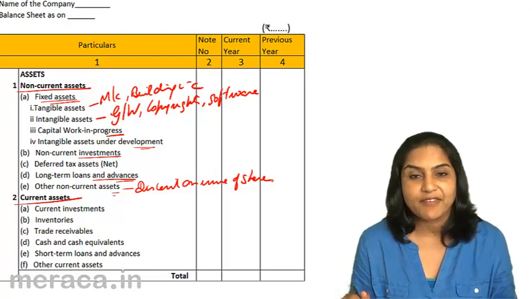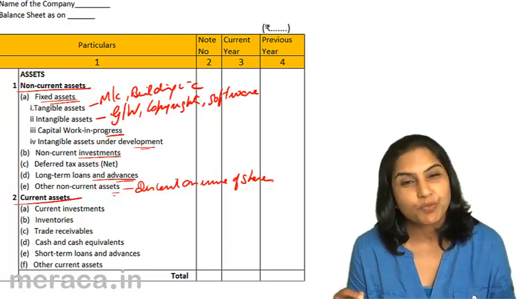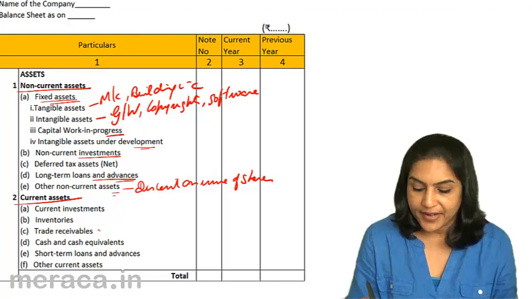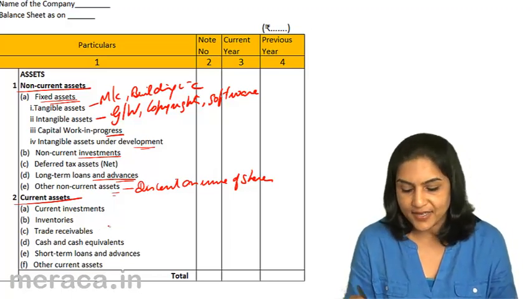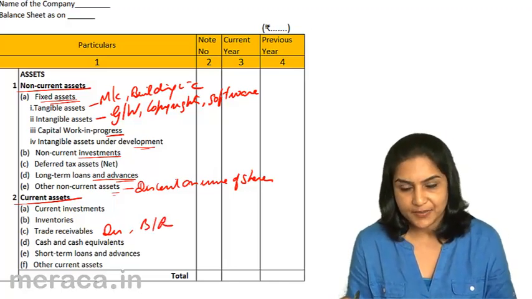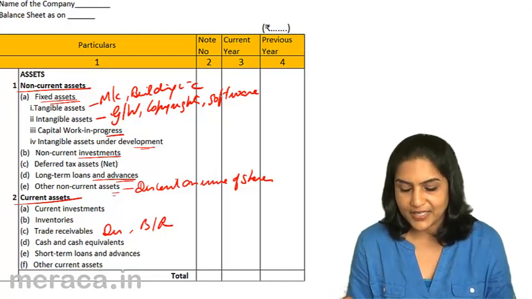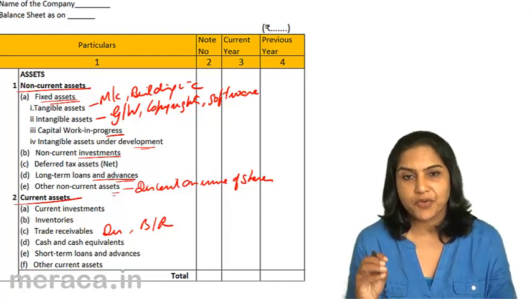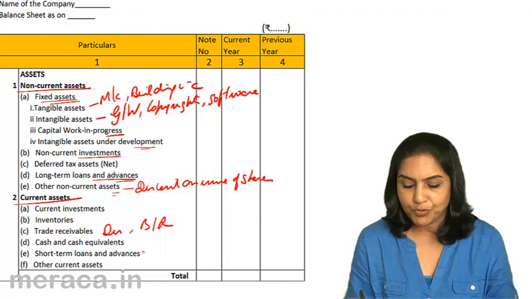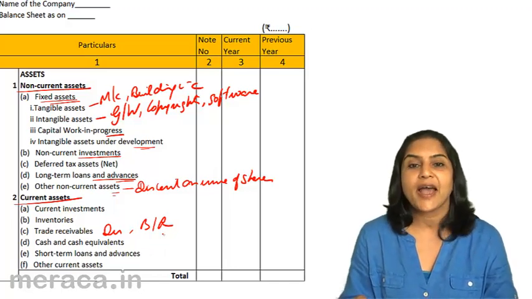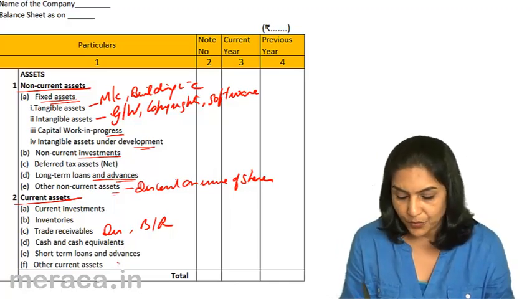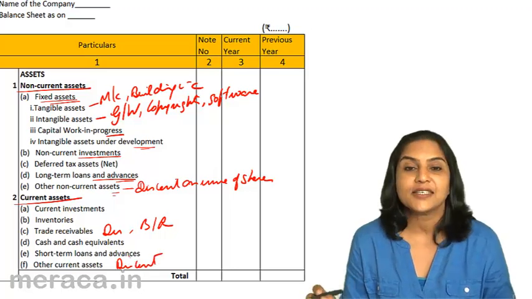Under current assets, we have current investments, that is investments which are expected to be sold within a period of less than 1 year. Inventories, stock, trade receivables, which is nothing but debtors and bills receivable. Cash and cash equivalents, that is cash, balances with banks, etc. Any short-term loans and advances, if the company has lent money for a short period of time, this asset would be shown under short-term loans and advances and other current assets. Similarly, if this discount is to be written off within a year, that would come under other current assets.